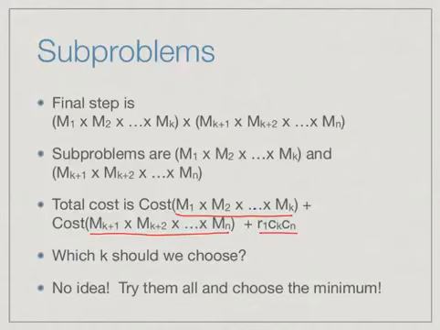Here we want the minimum cost. So we choose that k which minimizes this split. And recursively, each of those things would minimize their split and so on. So that is the inductive structure.